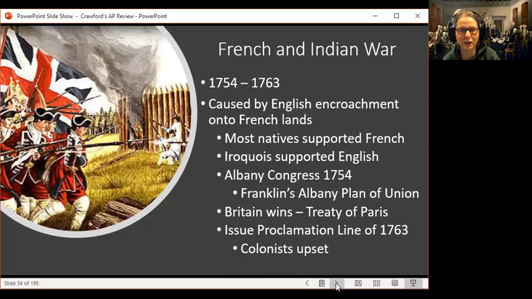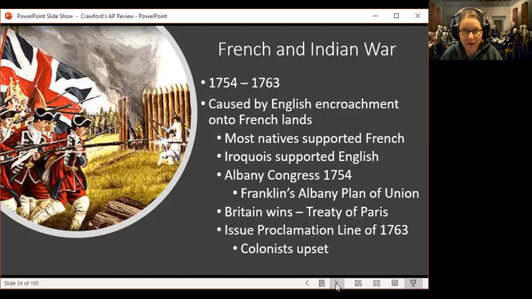And when we take a look at these battles, we understand that even though the majority of the Native Americans supported the French, we do know the Iroquois specifically support the English in this. So when we look at French and Indian, keep in mind it's really the French and the majority of the Native Americans against the British and the Iroquois.